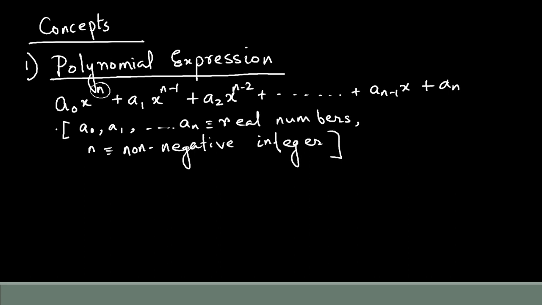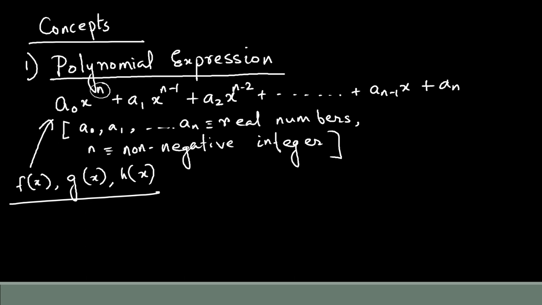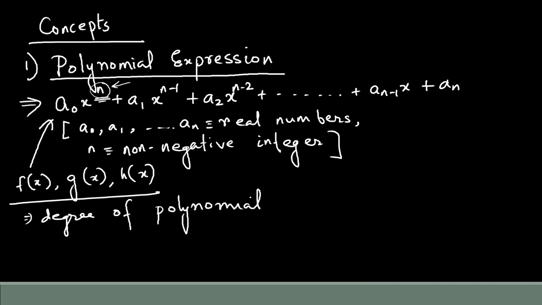So this is a polynomial expression. This is generally expressed as f(x), or some people express it as g(x) or h(x). And this is the highest degree. What is the highest degree of this expression? The highest degree is n here, right? So this is the degree of the polynomial, n.